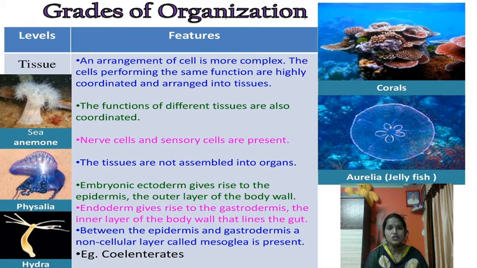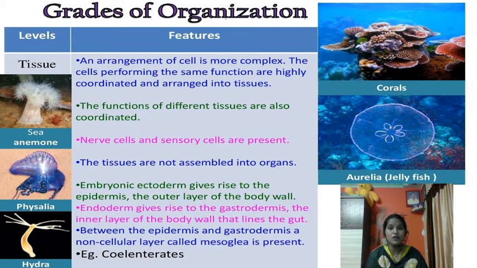Next is tissue level of organization. Tissue grade of organization is an arrangement of cells. It is more complex. Here in these organisms, the arrangement of cells is more complex. The cells performing the same functions are highly coordinated and arranged into tissues. The functions of different tissues are also coordinated. Nerve cells and sensory cells are present in these organisms.